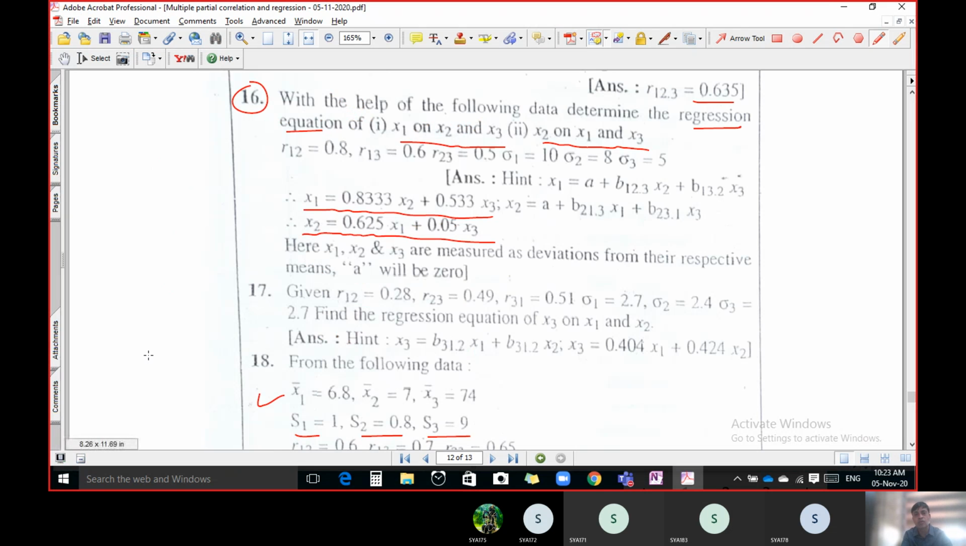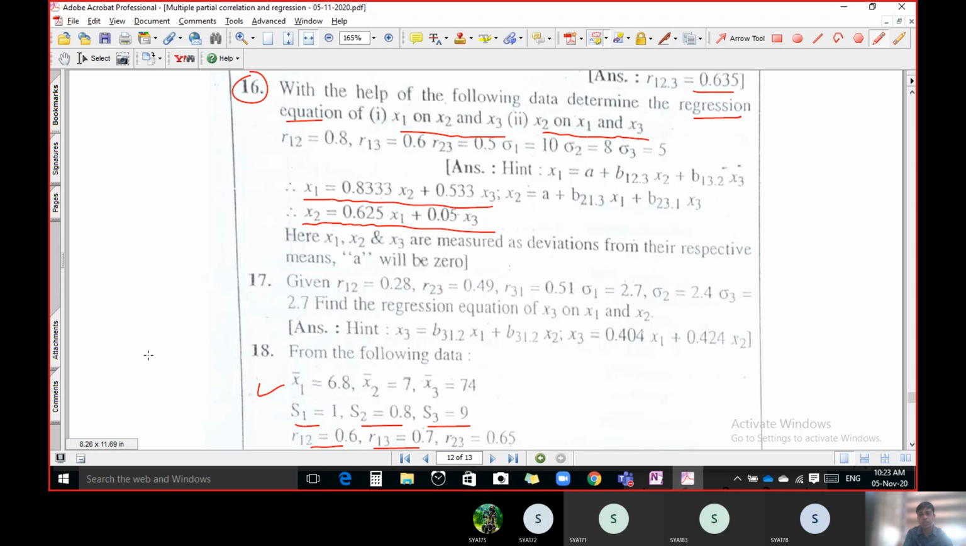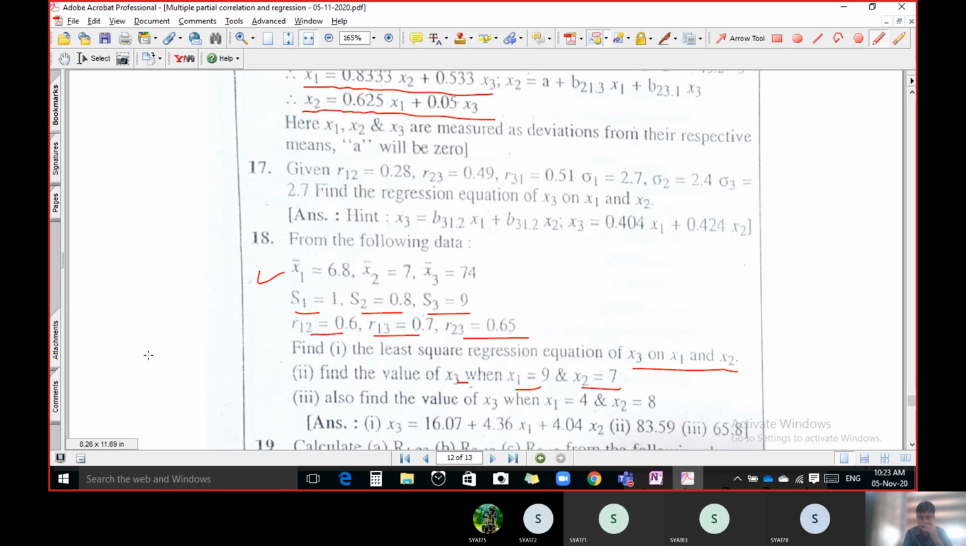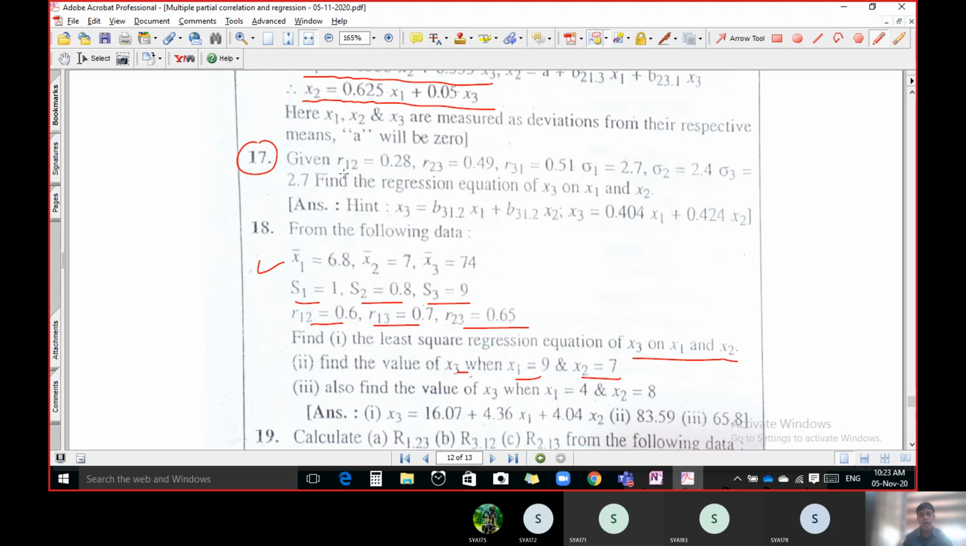So this type of question is always there in the exam. It is not a difficult question once you know the formula. See question number 18. R12 is given, R23 is given, R31 is given, and sigma 1, sigma 2, sigma 3 are given. Find the regression line of x3 on x1 and x2. It's a simple question, so it is homework. Here x2 bar and x3 bar are given, so a is not 0 in this case. We get some value of a, and you have to find the value of x3 for given values of x1 and x2. This is also simple.